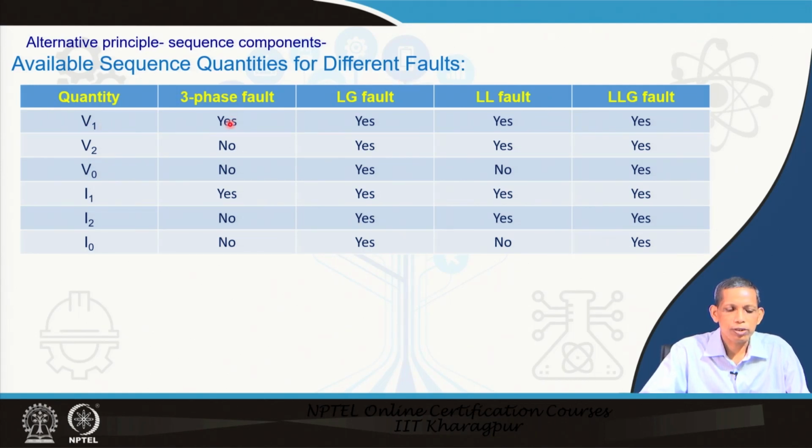For a 3 phase fault V1 is present, for a line to ground fault V1 is present, for a line to line fault V1 is present. V1 is always present; any measurement at any relay bus will give you V1. V2 is present for all faults except 3 phase. V0 is present only for faults involving ground, LG and LLG. I1 is present for all, I2 for unbalanced faults and I0 for faults involving ground.